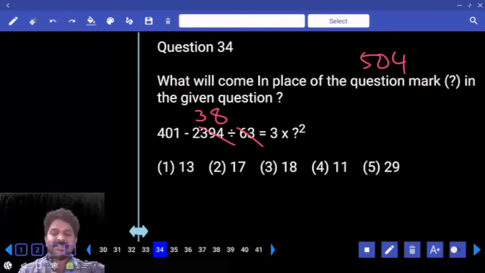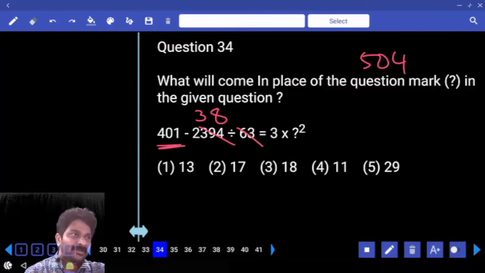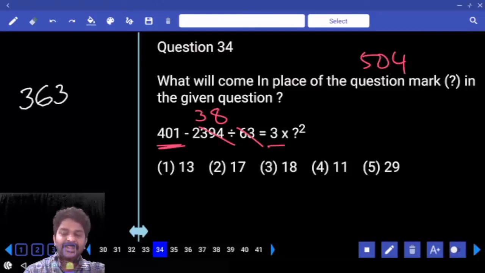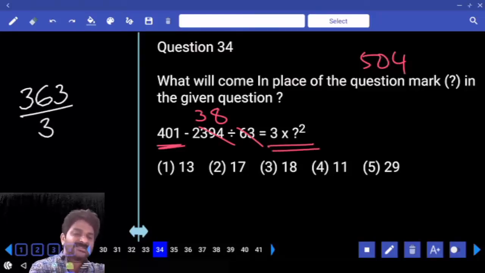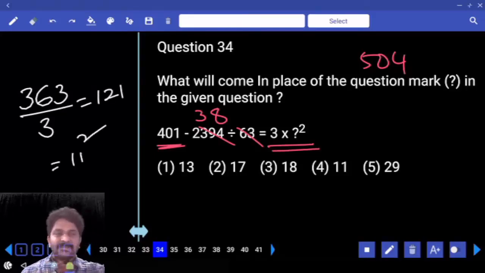401 minus 38. That is equal to. Subtract 1 first, that becomes 400. Now we have to subtract only 37. Correct? So 363 is equal to 3 into x square. Then x square is equal to divided by 3, which is 121. 121 is which number square? 11 square. 11 answer.